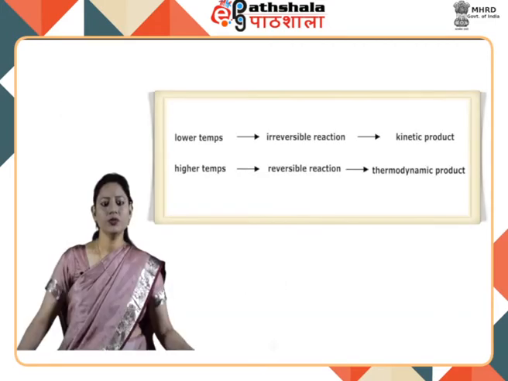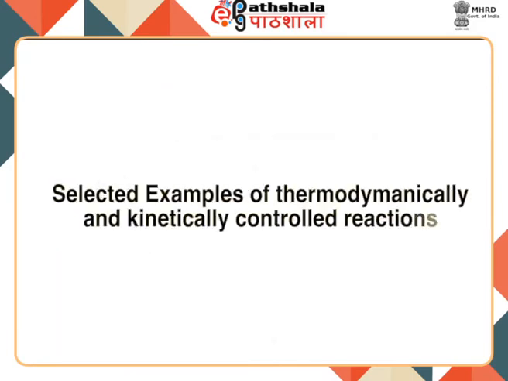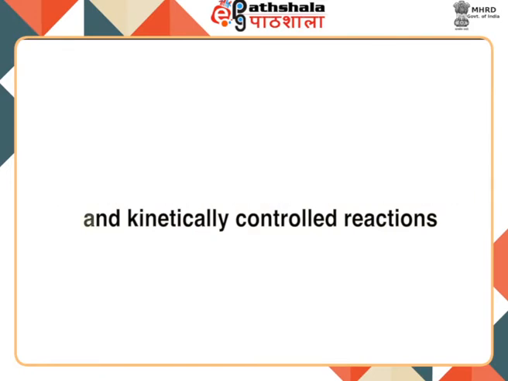The other way to determine whether a reaction yields kinetic or thermodynamic product is through temperature. That is, at lower temperature the reaction is irreversible and it gives a kinetic product, whereas at high temperature it is a reversible reaction and the product is a thermodynamic product. Now let us have an overview of some selected examples of thermodynamically and kinetically controlled reactions.